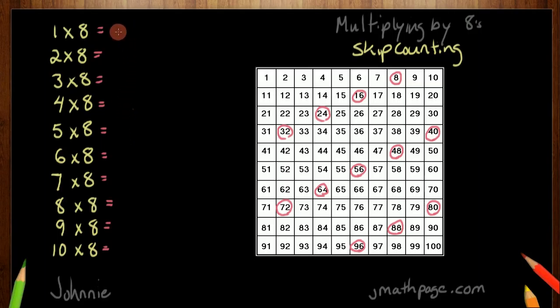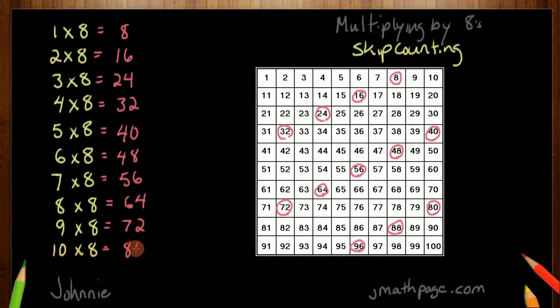Let's go over them again. 1 times 8 equals 8. 2 times 8 equals 16. 3 times 8 equals 24. 4 times 8 equals 32. 5 times 8 equals 40. 6 times 8 equals 48. 7 times 8 equals 56. 8 times 8 equals 64. 9 times 8 equals 72. 10 times 8 equals 80.